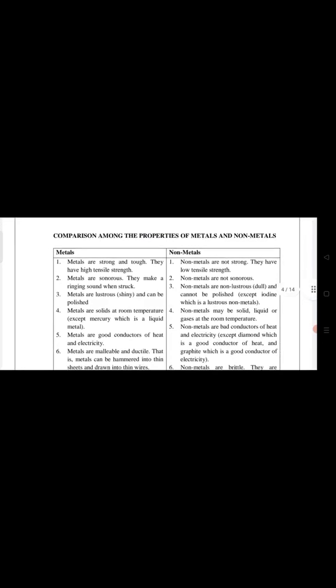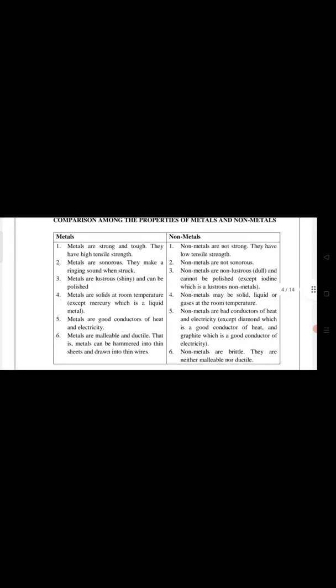Okay. So next, here are the differences between metals and non-metals. The first difference is that metals are strong and tough. They have high tensile strength. And non-metals are not strong. They have low tensile strength. Metals are sonorous. If we strike a metal like a ringing bell, it will make sound. So metals are sonorous, but non-metals are non-sonorous.